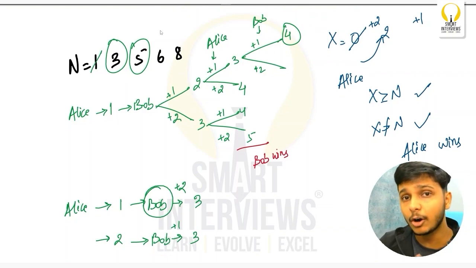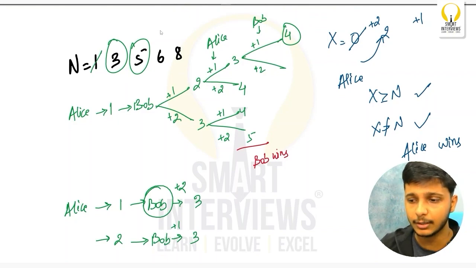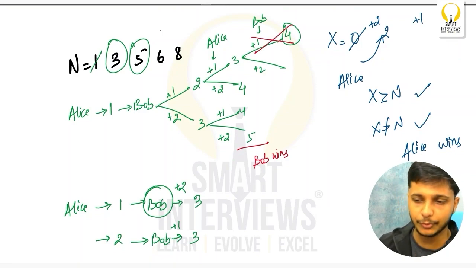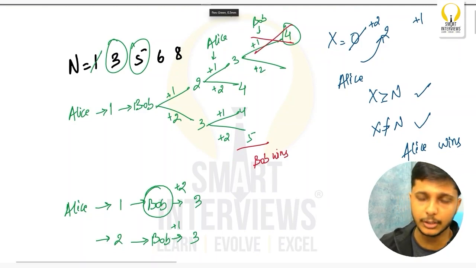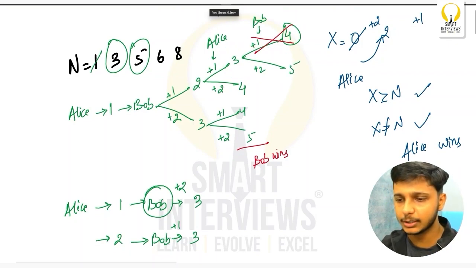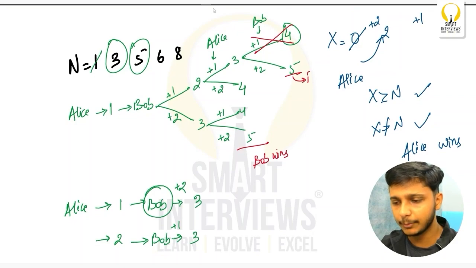But they both are playing optimally. That is, they both are playing for winning. So what will Bob do? Bob will not go for this possibility. Okay. 3 plus 2 is 5. If he makes it 5, directly Bob wins. Correct?